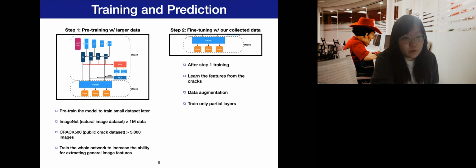For the pre-training, the whole network is trained to increase its ability to extract general image features. But the model is then fine-tuned with only partial layers, to learn more specific features of the cracks.